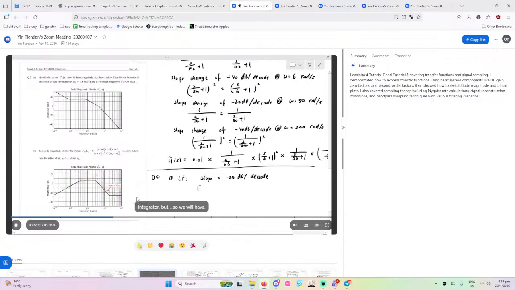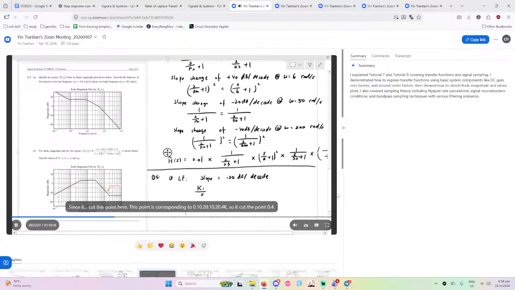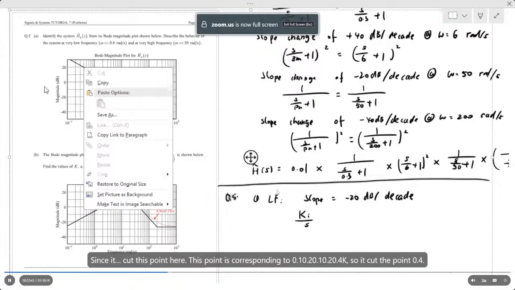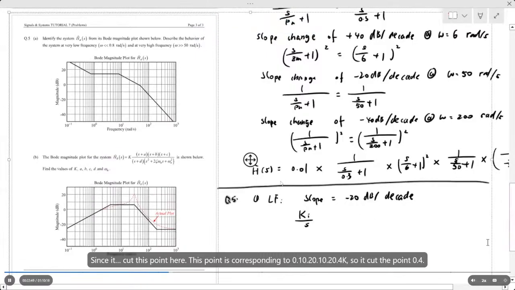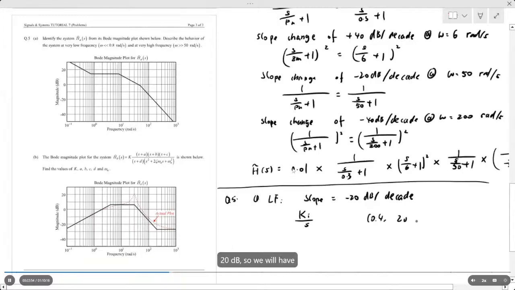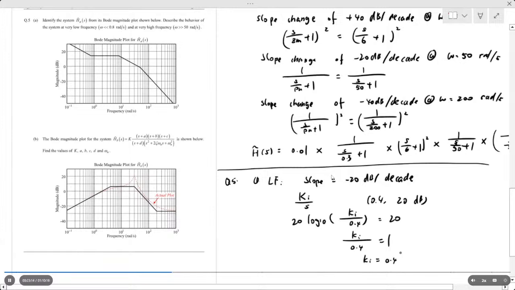Integrator. So we will have an integrator, yes, K_i over s. And we need to find the value of K_i. We can see this straight line here, it will cut this point. This point is corresponding to 0.1, 0.2, 0.4, okay? So it cuts the point 0.4, 20 dB. So we have 20 times log 10 of K_i over 0.4 is equal to 20 dB. So K_i over 0.4 is equal to 1. So K_i is equal to 0.4.